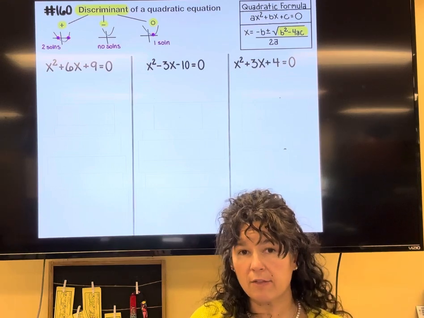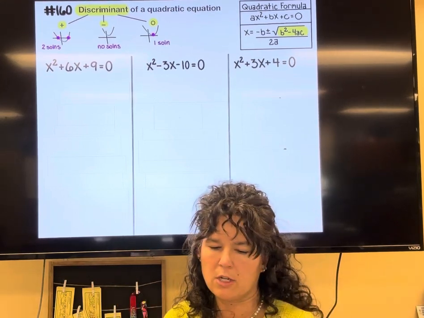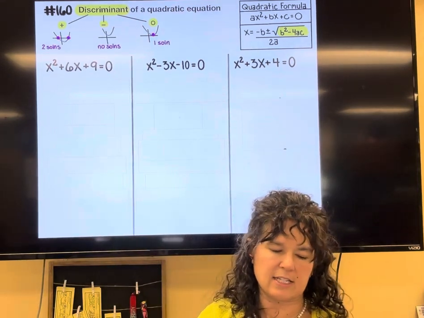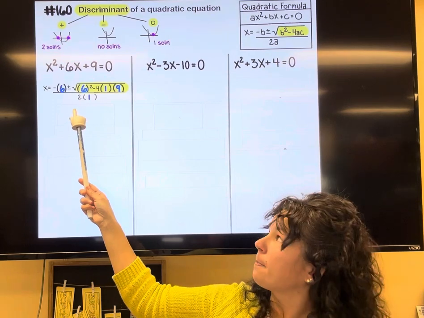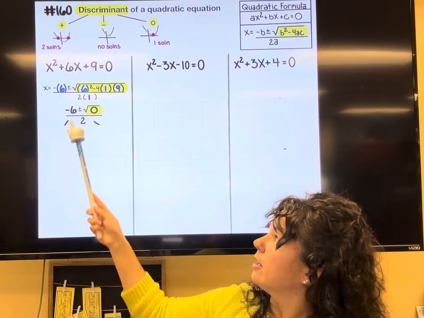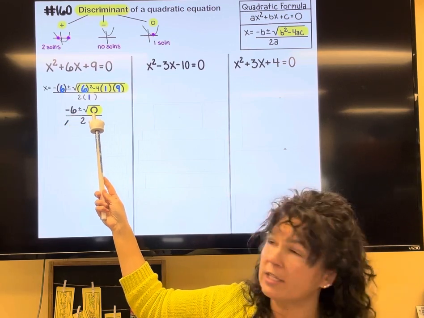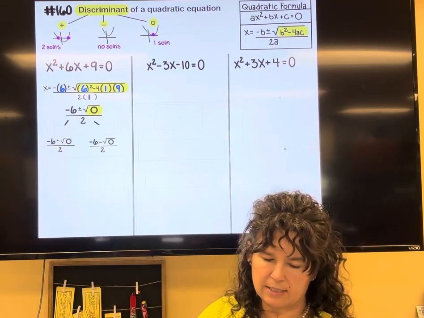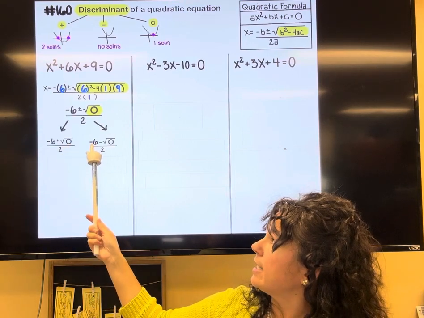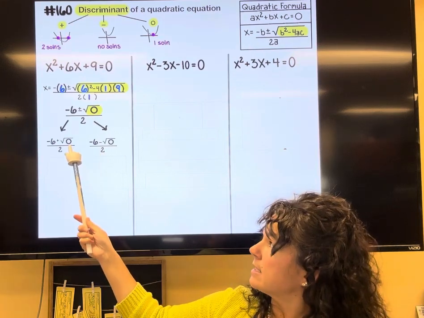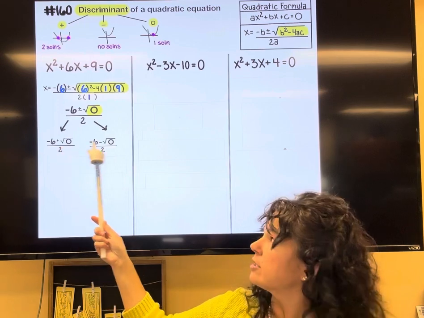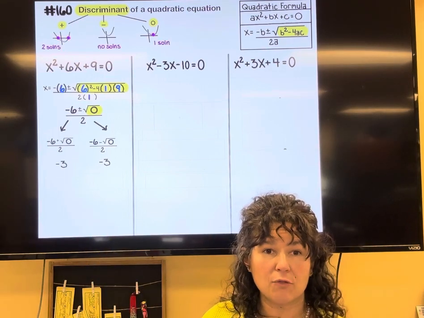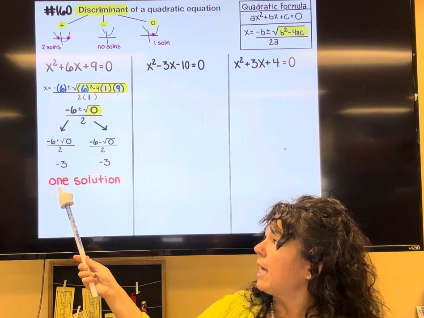So ultimately, you're going to find just the answer to b squared minus 4ac. I'm going to show a little bit more work than that to help you understand why this is true. If I let a equal 1, b equal 6, and c equal 9, and I pop those numbers into my formula and simplify, skipping a lot of steps, I end up with negative 6 plus or minus the square root of 0 over 2, which creates two separate problems: negative 6 plus the square root of 0 over 2, and negative 6 minus the square root of 0 over 2. Since the discriminant is 0, if you add the square root of 0 or subtract the square root of 0, you get the exact same answer. Both of these end up equaling negative 3. We end up with one solution.